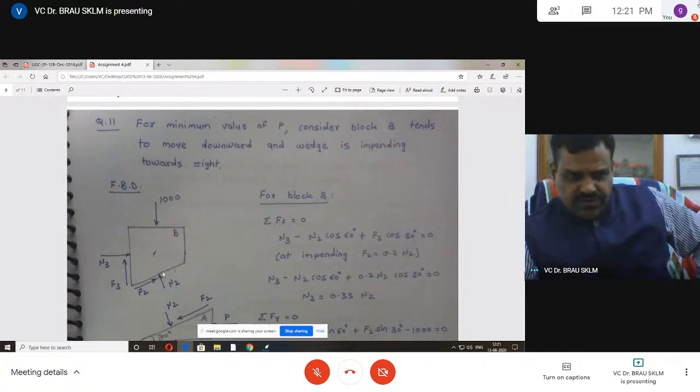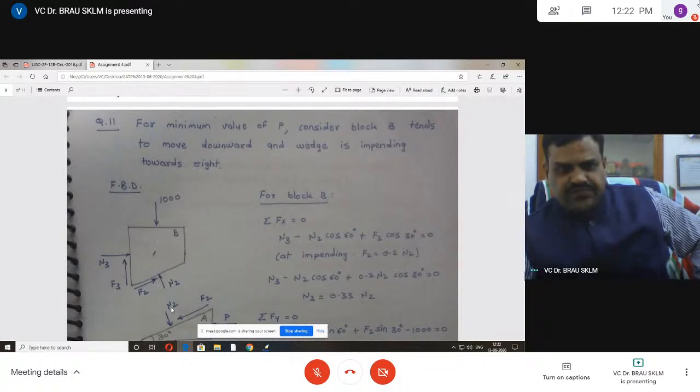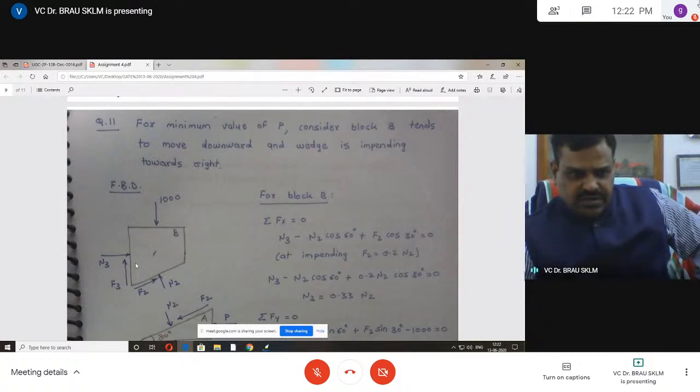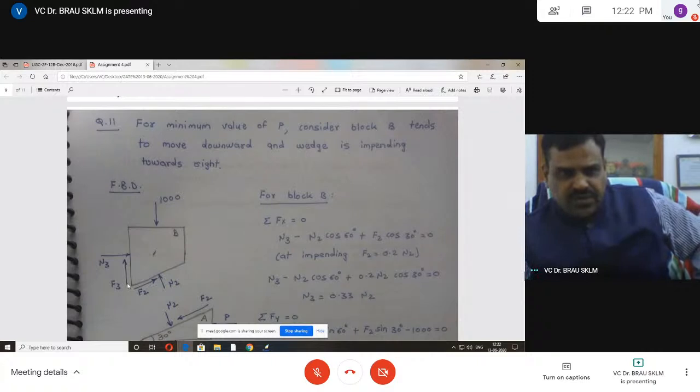F2 cos theta is horizontal. You see, this is 30, this is 30. F2 cos theta and F2 sin theta. F2 cos theta is horizontal, F2 sin theta is vertical. Similarly, N2 you resolve. Okay. Now in this case, vertical force is F3 and F2 sin theta. F2 is mu times N2 sin theta.